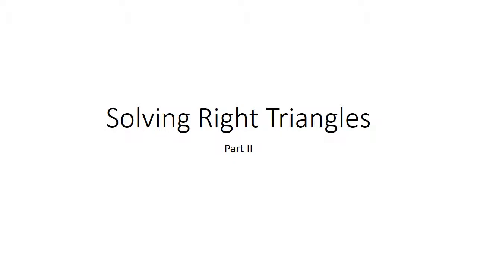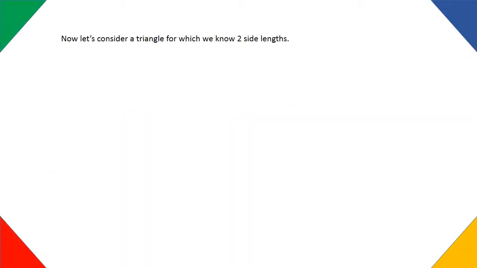Now we're going to look at a second example from this section on solving right triangles. So before we were given a side and one of the acute angles, but now let's consider a triangle for which we only know two side lengths.